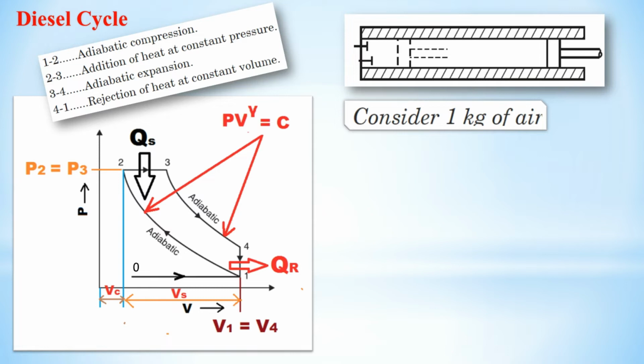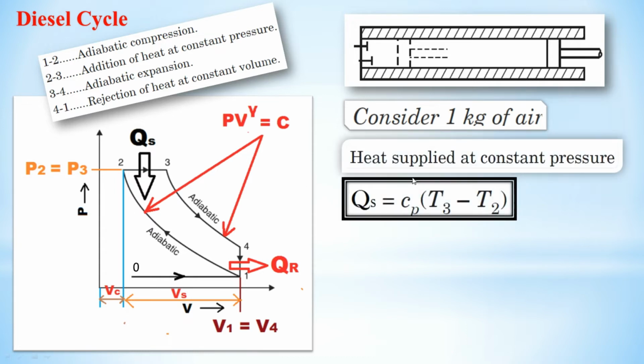So let us consider 1 kg of air. We have already discussed in our assumptions that here we are considering only air as the working substance for simplicity. So m equals 1 kg. Here the heat is supplied at constant pressure. The 2 to 3 process is a constant pressure heat addition process.